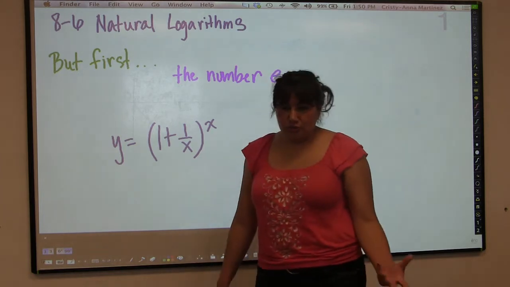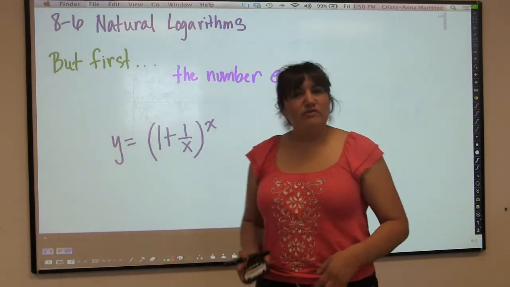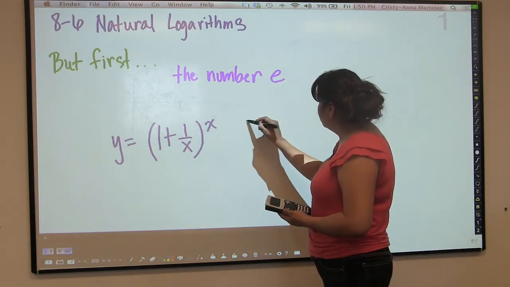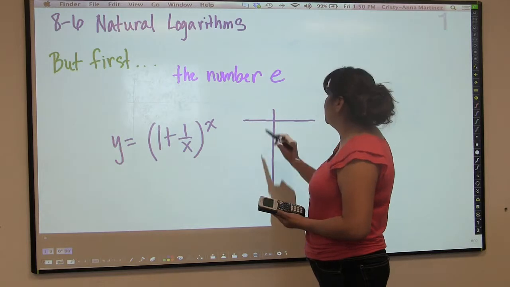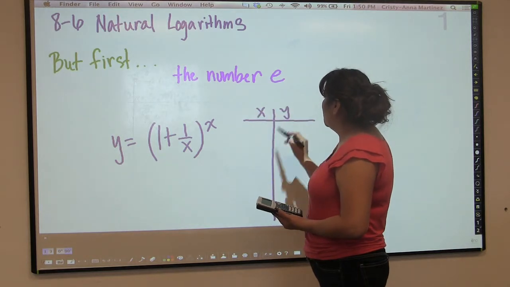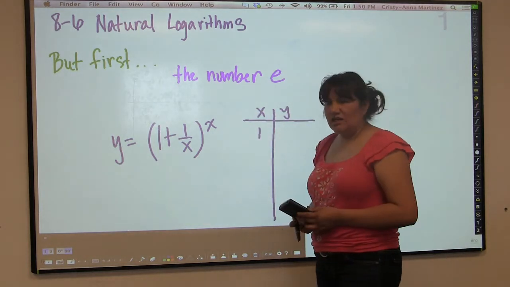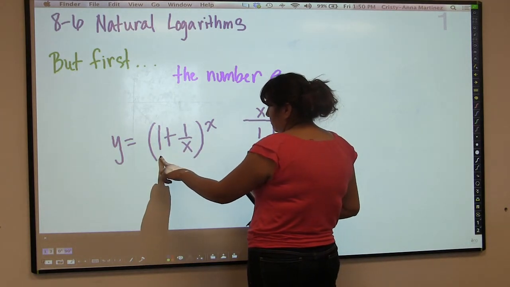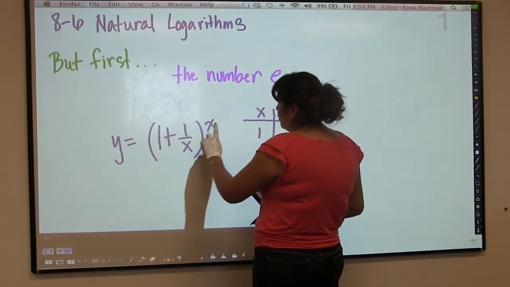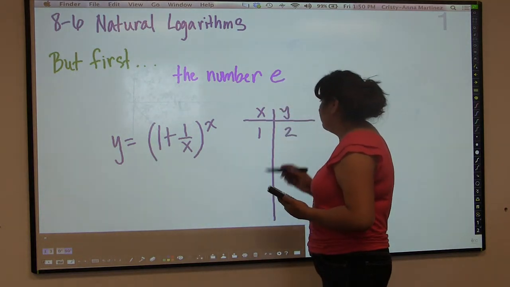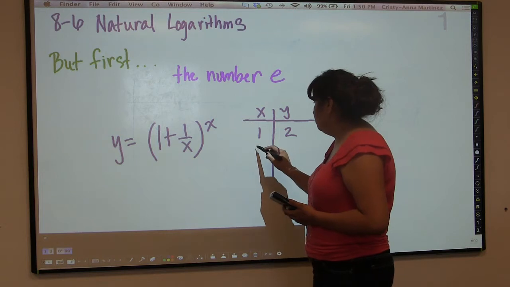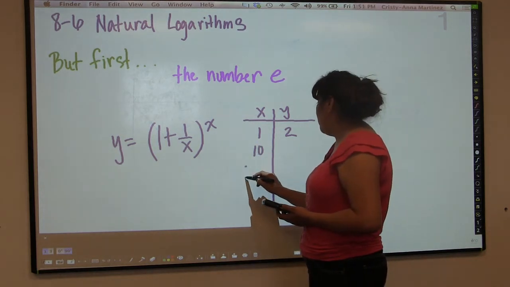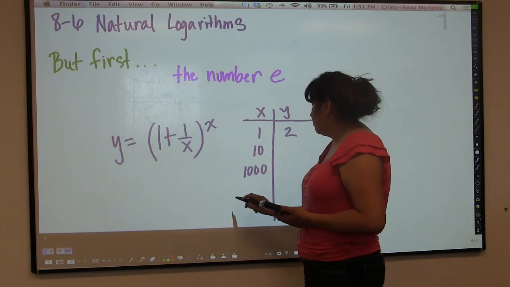So what I want us to do, and you can do this in the comfort of your own home, is to determine what the value would be for this function if x was 1. If x was 1, you would get 1 over 1, which is 1, plus 1, which is 2, and then 2 to the 1 power would be 2. And then I want to try 10. What would happen if x was 10? What about 1,000? What about 1,000,000?